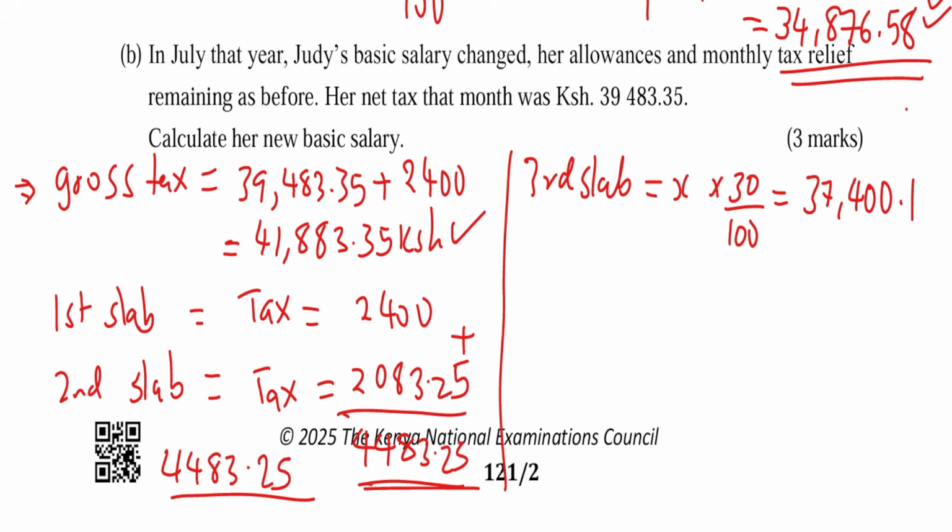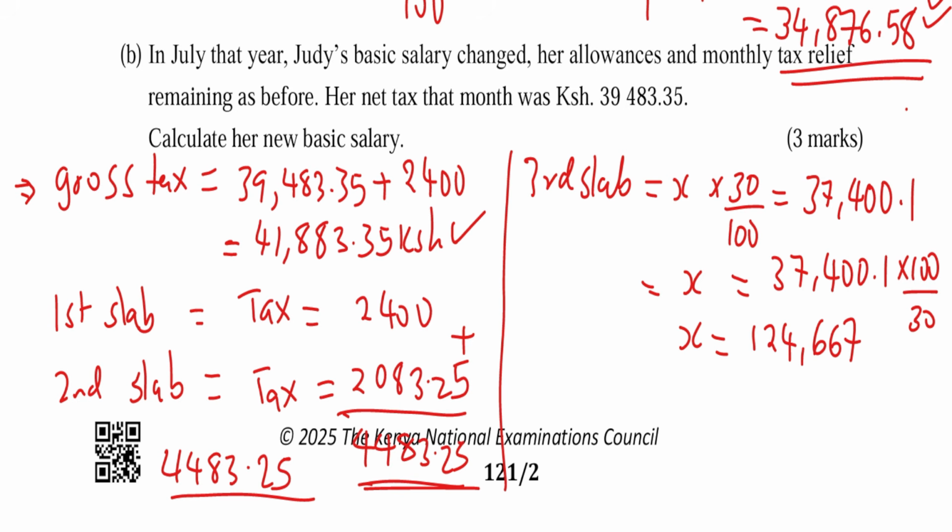So an amount is taxed at 30% to give you 37,400. So kupata hiyo x itabidi sasa 37,400.1 you multiply by the reciprocal of 30%, which is 100 over 30. Therefore x itakuwa ni ngapi? Times 100 divided by 30, ama divided by 30%, it gives you 124,667. So hii ni taxable income in the third slab.